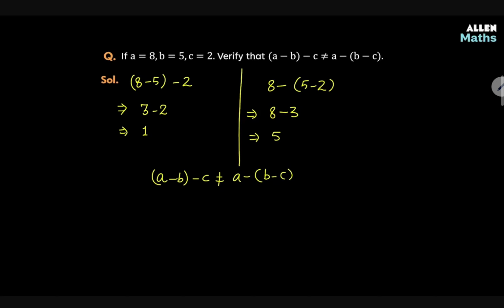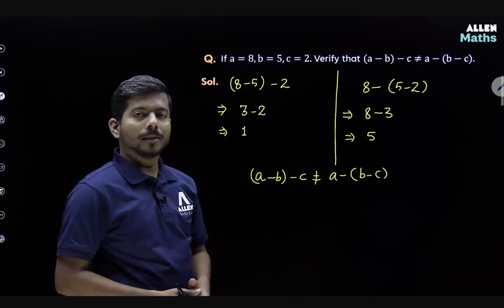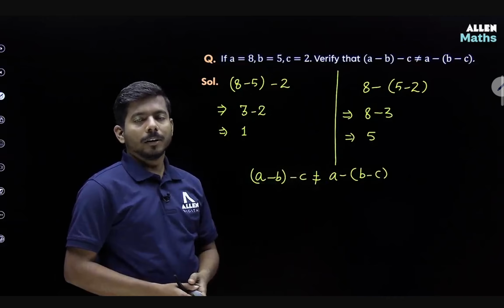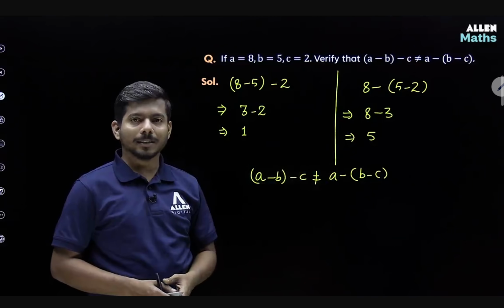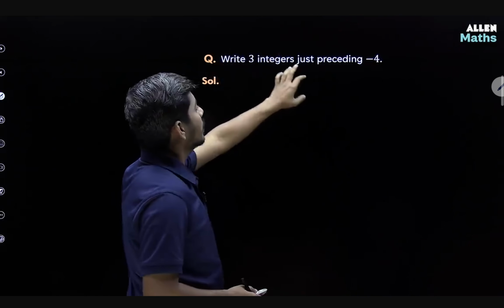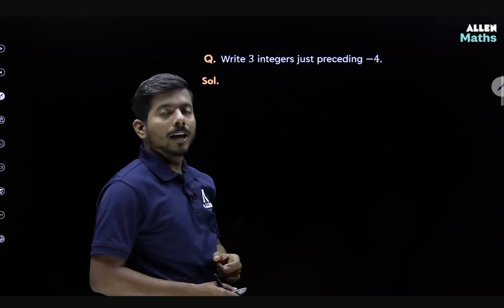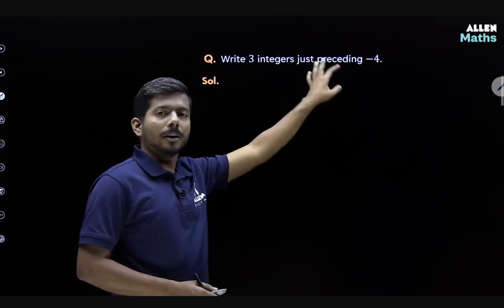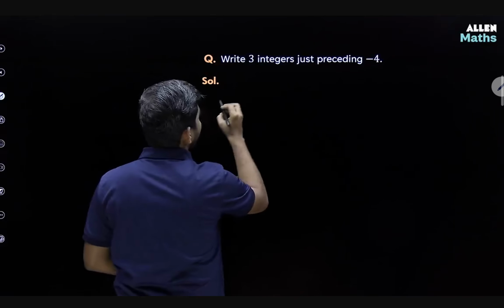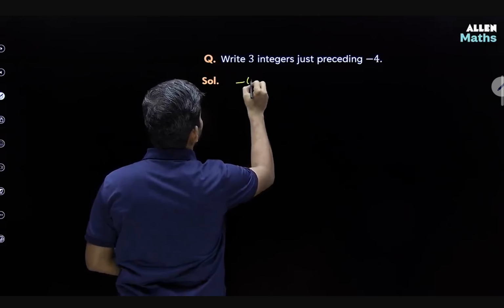And which property is this basically? That is, we can say that integers are not associative for subtraction. Now let's have the next question. Here we have the question: write 3 integers just preceding -4. It means we have to find 3 predecessors of -4. So let's solve it. So we have here -4.